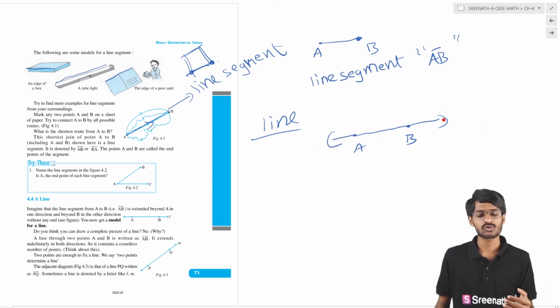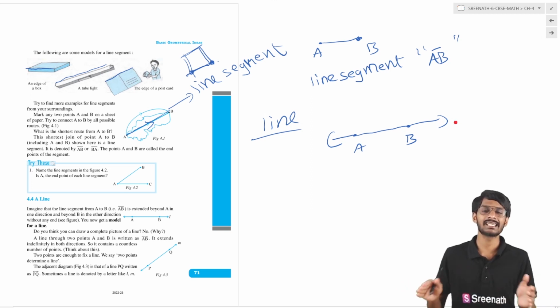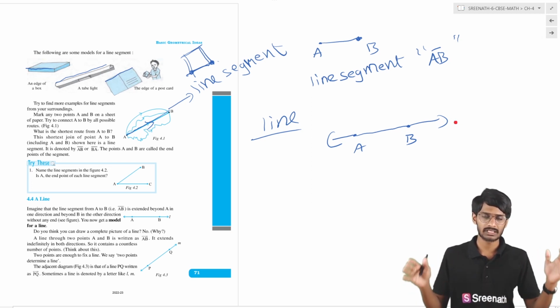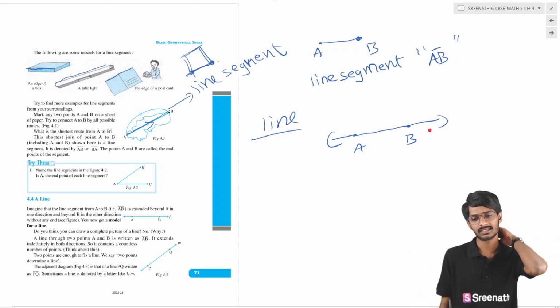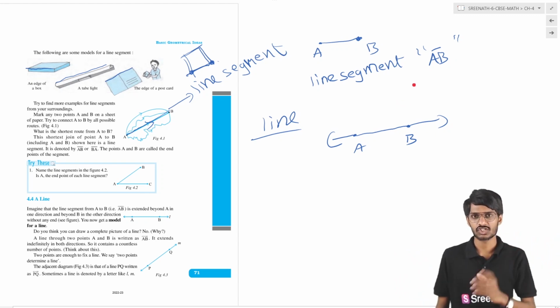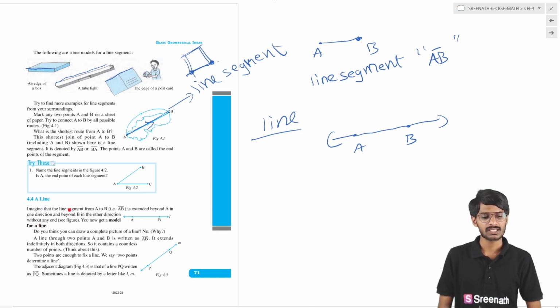So there is an arrow symbol. If you go on extending, it will go as long as possible. There will be no end for its extension. So we call that a line, students. Now you get a model for a line. Imagine that the line segment from A to B is extended beyond A in one direction and beyond B in another direction without any end. You will get a model for a line.